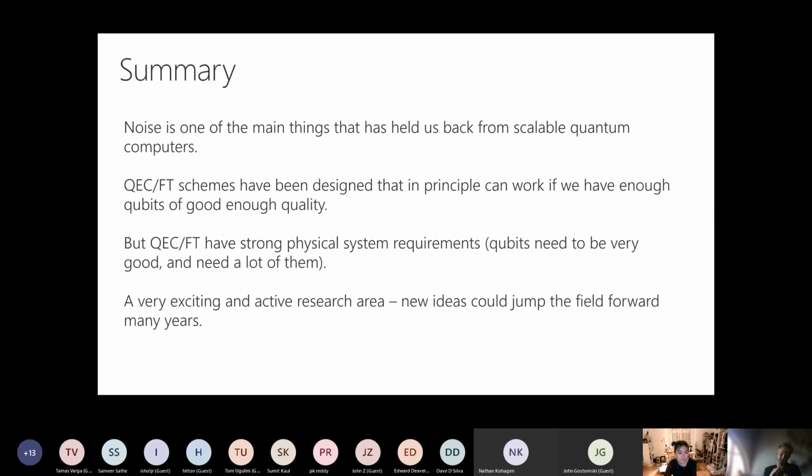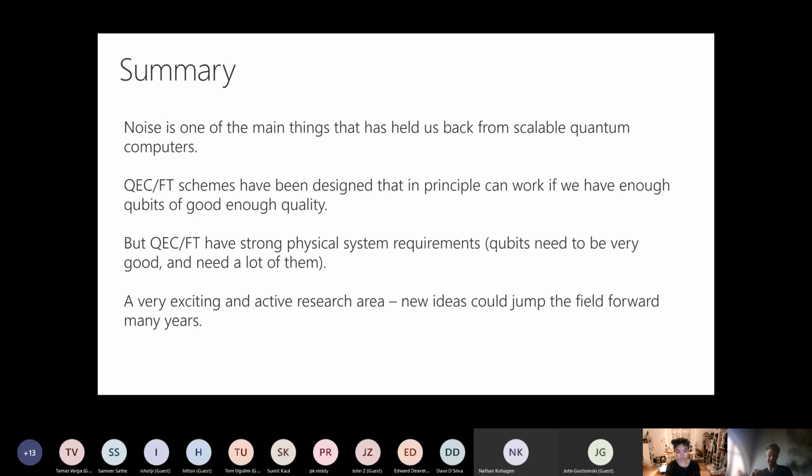So the things that I described and want to highlight are, first of all, that noise is one of the main things that has held us back from scalable quantum computers. Quantum computing was first proposed in the 80s, and people have been working hard to make it a reality, and we're getting very close to scalable quantum computers today, we believe. We feel that we're on a precipice at this moment, but there's quite a period of time between then and now, and one of the major challenges was overcoming the effects of noise in quantum systems.